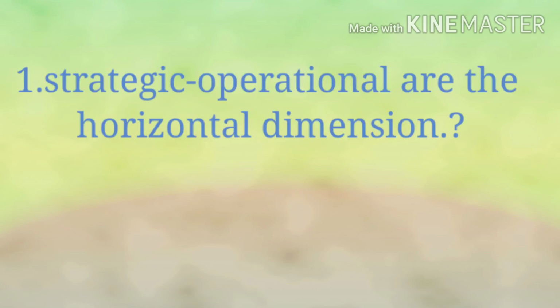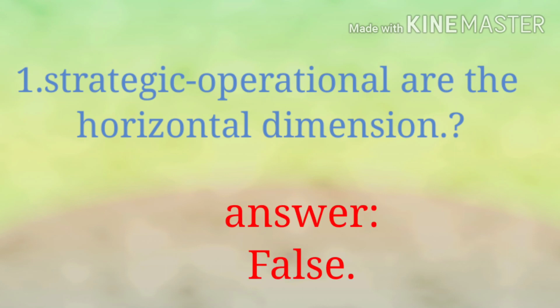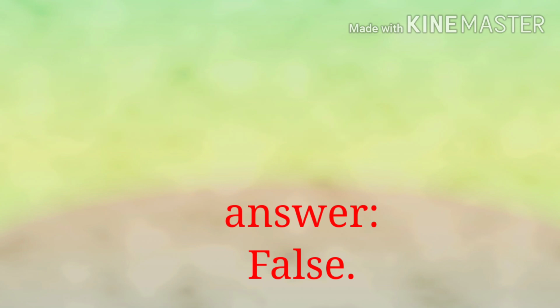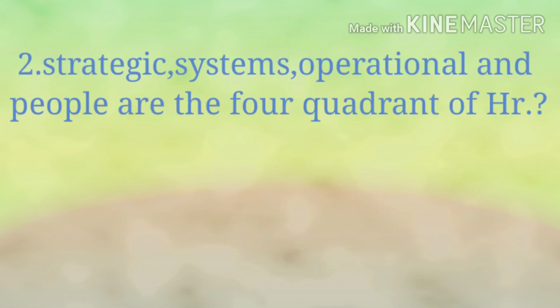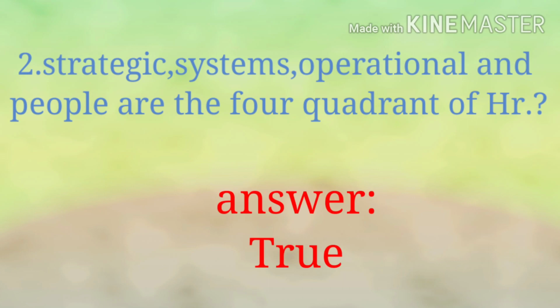True or false? Number 1. Strategic and operational are your horizontal dimension. The answer is false, because the strategic and operational are the vertical dimension. Question number 2. Strategic, system, operational, and people are the 4 quadrants of human resources. Correct. The answer is true.